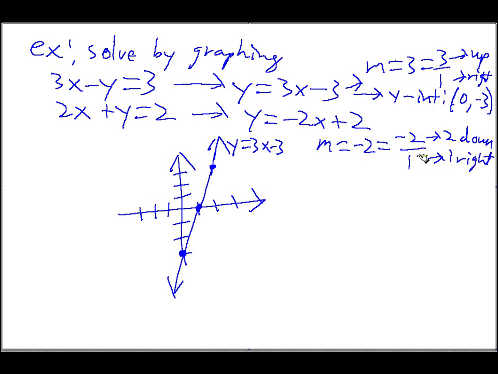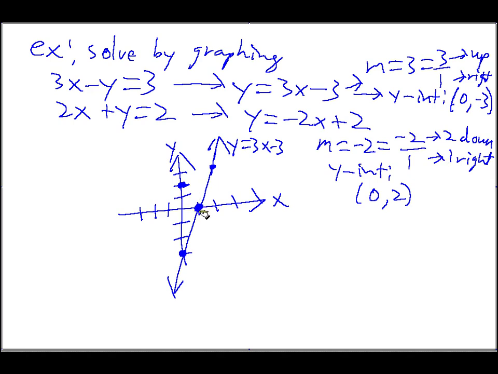Slope-wise, rise over run, all right? And the y-intercept here will be what? 0, 2. Hopefully you can see that b is 2. So I'm going to start off at 2 here on the y-axis. It's the y-axis, x-axis, all right? So here's 0, 2, and I'm going to go 2 down, 1 to the right.